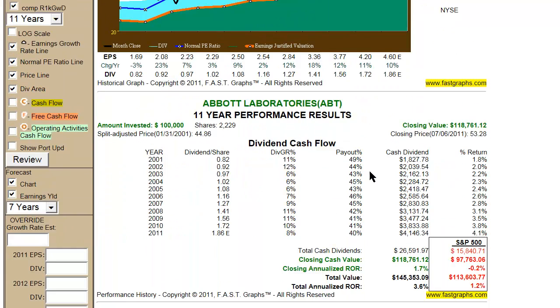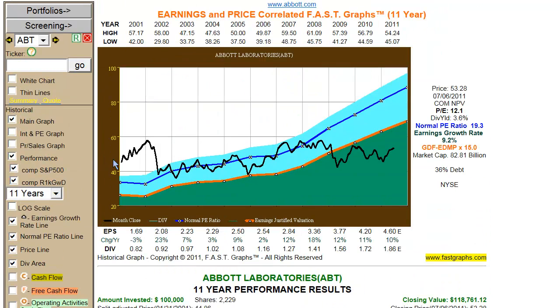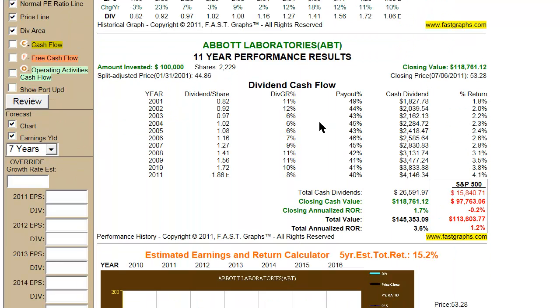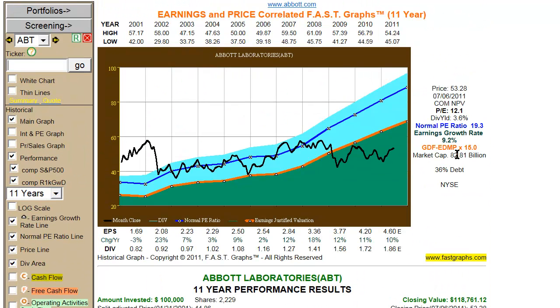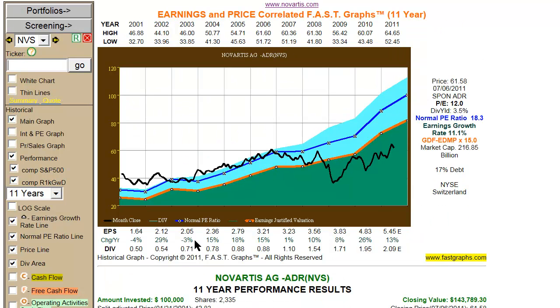A $100,000 investment in Abbott Labs would have grown to $118,000. Again, a lot of it was overvaluation in 2001, but again, a very consistent dividend record. You can buy this stock today with a 3.6% dividend yield, which we think is very attractive in today's low interest rate environment. Novartis is a company that's grown earnings at 11% a year.